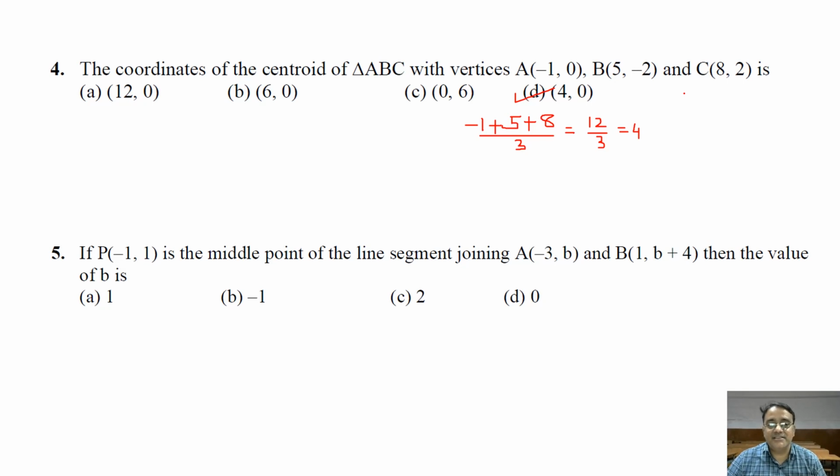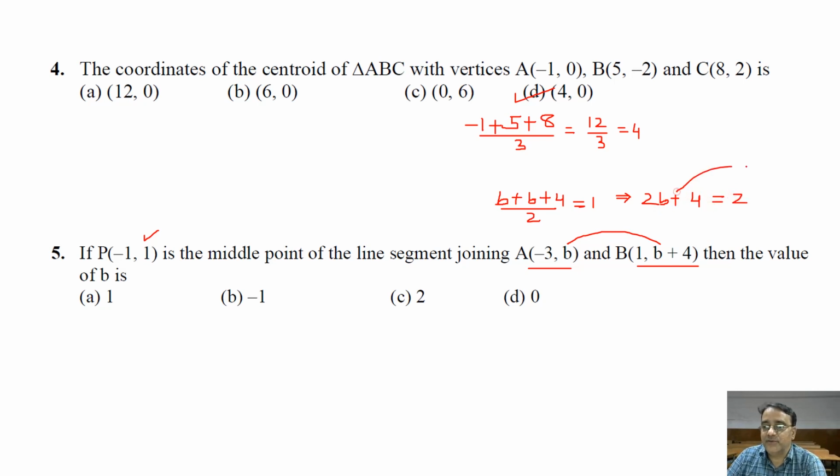If (-1, 1) is the midpoint of the line segment joining (-3, b) and (1, b plus 4), then the value of b is dash. So we know that the midpoint formula is (y1 plus y2) upon 2. I am telling the y formula because b is only in y, right. So let us start. (y1 plus y2) by 2 is equal to y, and y is given as 1. Okay, so we will get 2b plus 4. 2b plus 4 is equal to 2.